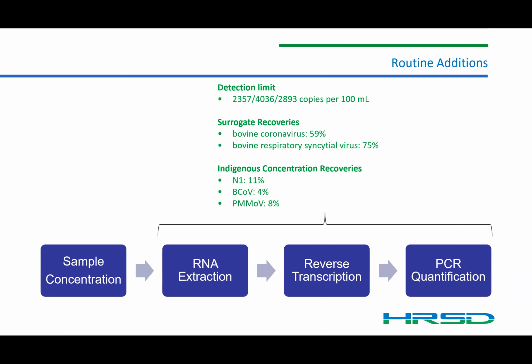But you can gain a lot of information from unconcentrated samples. For instance, you can calculate what I call indigenous concentration recoveries, or the recovery of only the HA filters. For instance, I put on the slide the indigenous N1 concentration recovery for the HA filter on this particular week was 11%. And you can also calculate this for BCOV and various other assays as well. BCOV on this week was about 4%, and pepper mottle virus was about 8%. So that's the recovery of only the HA filters.